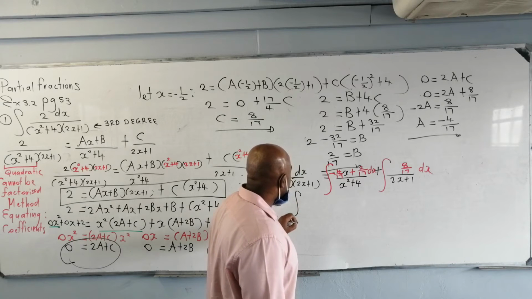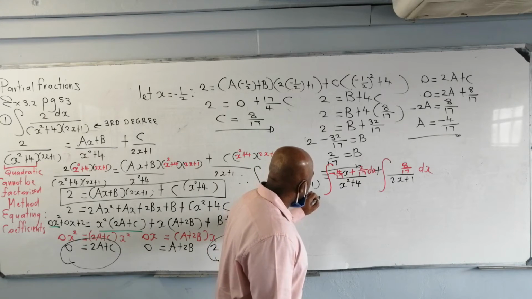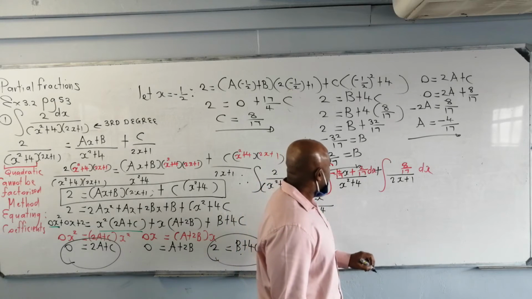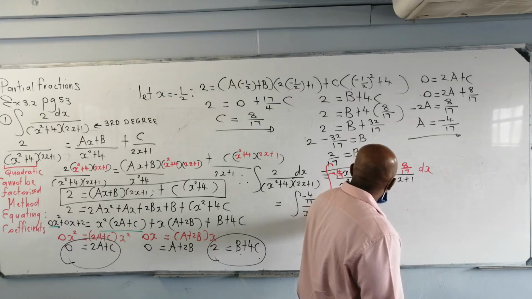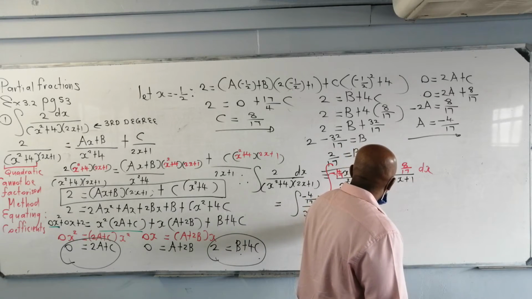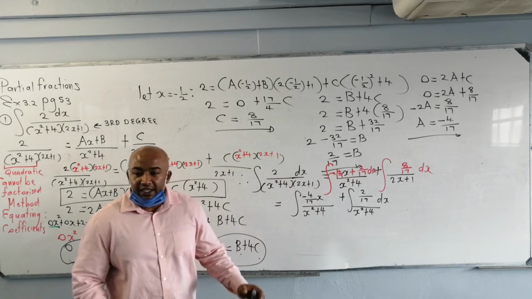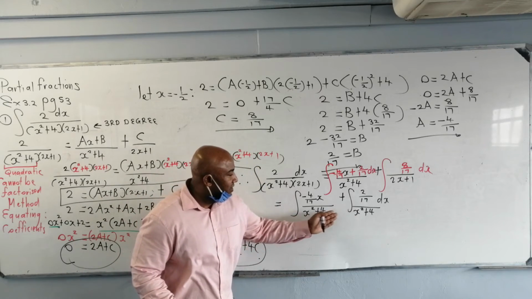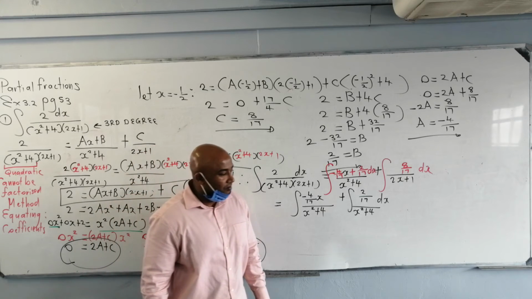So I've got my integral there. I've got minus 4 over 17x all over x squared plus 4, and then I will have plus 2 over 17 all over x squared plus 4 dx. So that's what I mean by split up into two. Here's my common denominator, x squared plus 4. All I did was separate it into two fractions.